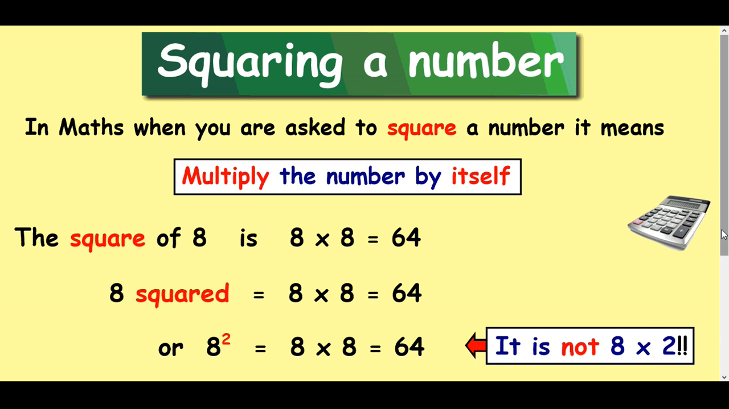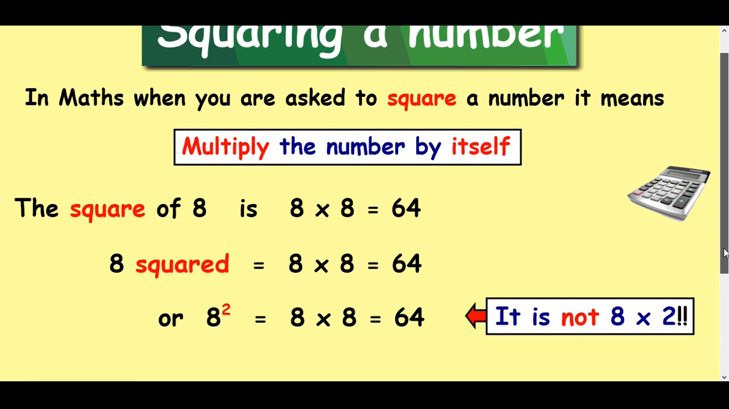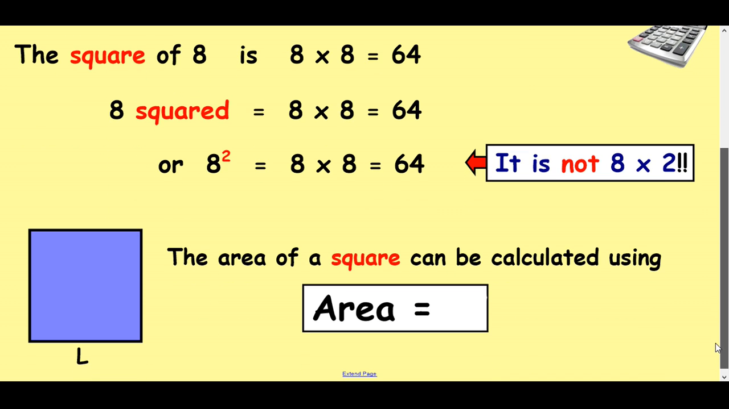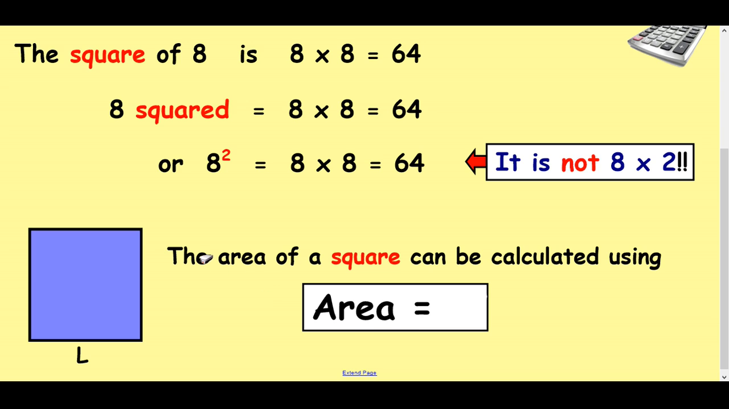Really important to not double it. It's not doubled, it's multiplied by itself. And you can also do this, I think you'll see it later on the exercise, the area of a square can be calculated. You can say length times breadth, but you could also say L squared because the length is the same on both sides. If you were told it was 5, it'd be 5 times 5 and 25 and so on.